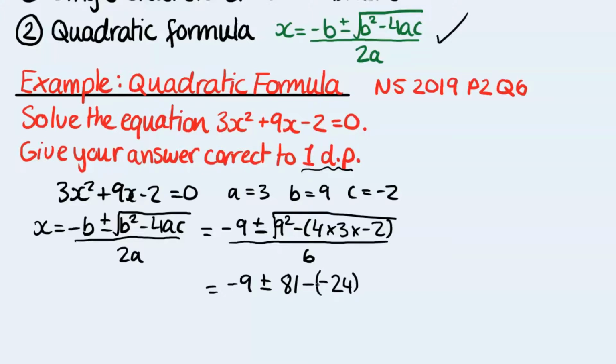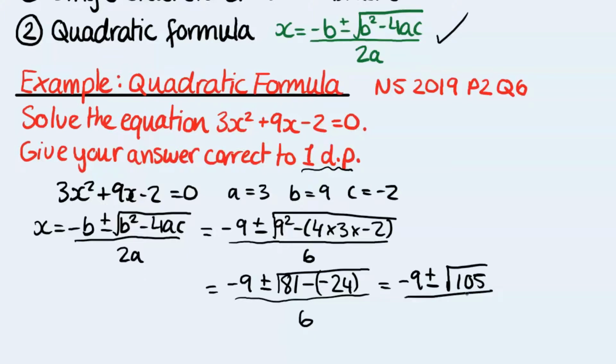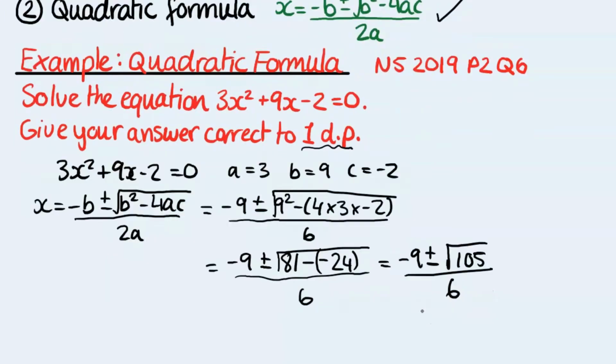So I'm going to put that in brackets again just to tidy it up a bit so I don't make a mistake with the double negative. So it'll be minus 9 plus or minus, so 81 plus 24, that will give us root 105 all over 6. Now we're nearly there.